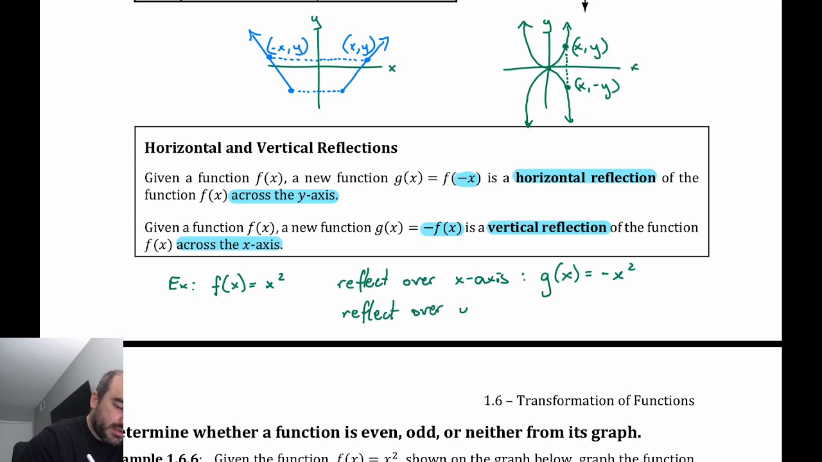What about reflect over the y-axis? You're just going to say the same thing, but we're going to write it a little bit differently here. We still want to do negative x squared, but we actually want to multiply the x by a negative, not the x squared. So we're going to do negative x, quantity squared. Those are two different things. One of them is multiplying after the square happens. One of them is multiplying before the square happens.